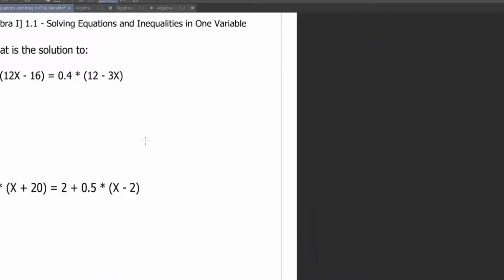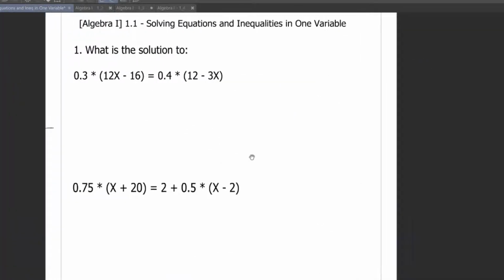So the first question, and sorry, this is a new trackpad here, but what is the solution to 0.3 times 12x minus 16 equals 0.4 times 12 minus 3x? Within this problem, we're solving for x, the single variable. Initially, what I like to do is combine like terms, maybe get everything on one side and solve for the variable that way.